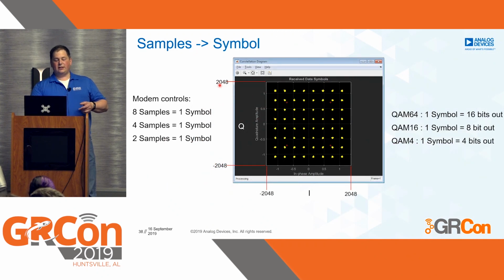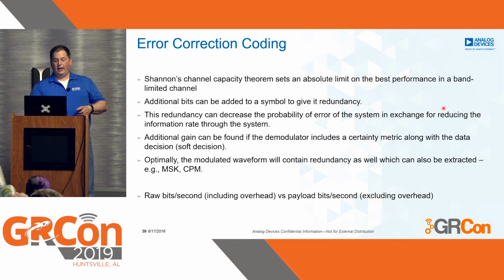But then, samples per symbol, depending upon the modulation scheme and algorithm you use, could be 8 samples to 1 symbol or 2 samples to 1 symbol to try and correct for this timing, correct for these modulation pieces. And then we have how many bits one symbol is. It depends on the modulation scheme you're using, and the error correction you're doing. So we have raw bits, including overhead, versus payload bits excluding overhead.